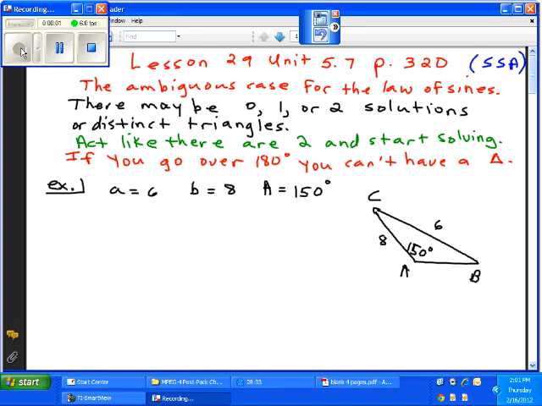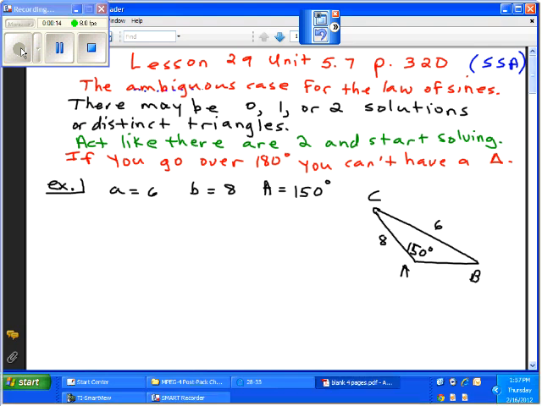Okay, we are on lesson 29, unit 5-7, page 320 of the pre-calculus book. We are dealing with the ambiguous case for the law of sines. The ambiguous case is for when what you are given is in the order side, side, angle.